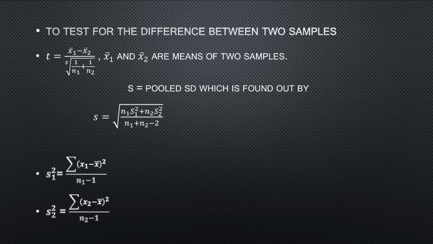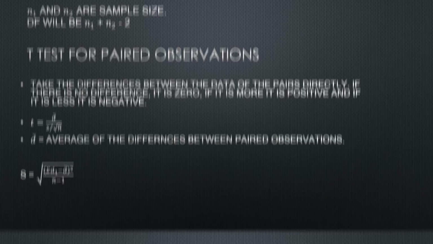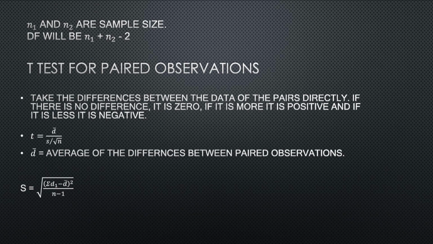S is the pooled standard deviation, which is found out by s equal to root of (n1 s1 square plus n2 s2 square) divided by (n1 plus n2 minus 2), where s1 square equal to sigma (x1 minus x1 bar) the whole square divided by n1 minus 1, and s2 square is equal to sigma (x2 minus x2 bar) the whole square divided by n2 minus 1. n1 and n2 are sample sizes and the df will be n1 plus n2 minus 2, since two samples are used.